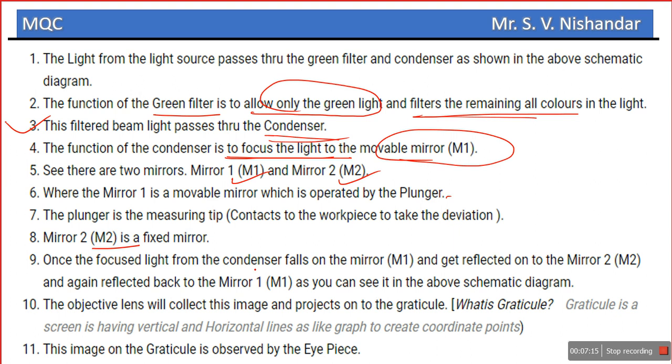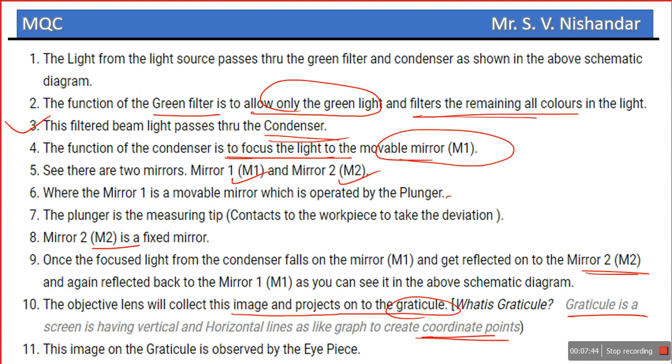Once the focused light from the condenser falls on mirror M1, it gets reflected to mirror M2 and again reflected back to mirror M1, as you can see. I already discussed this, and the objective lens will collect the image and project it on the graticule. What is the graticule? The screen having vertical and horizontal lines, like a graph, to create coordinate points.